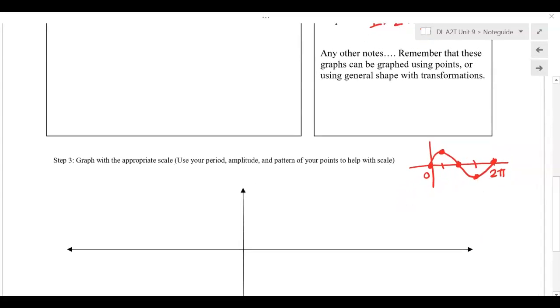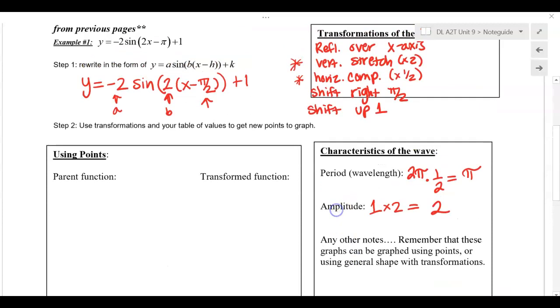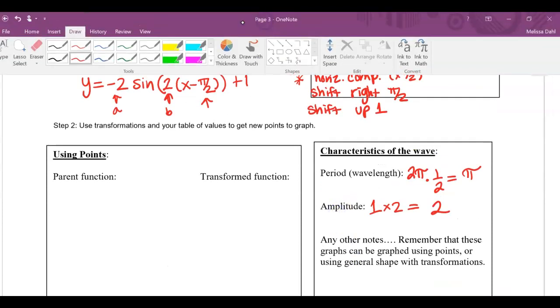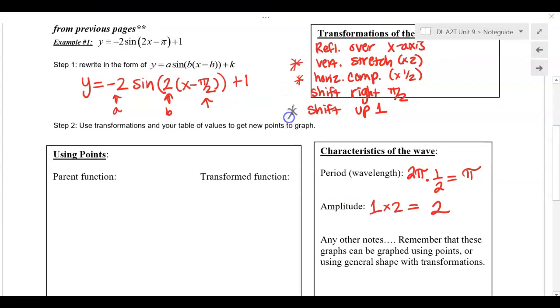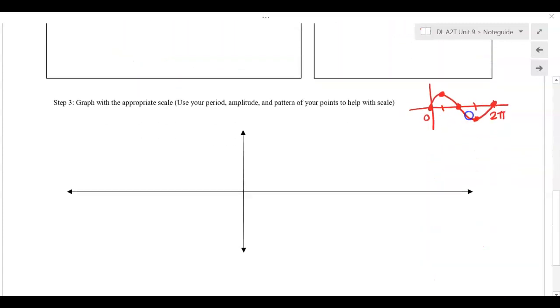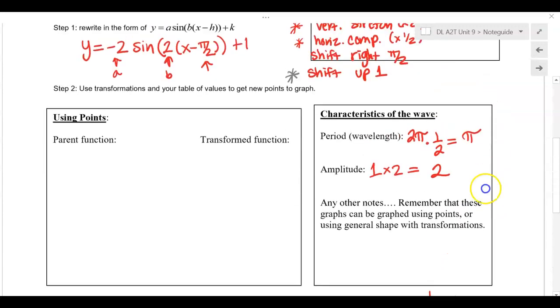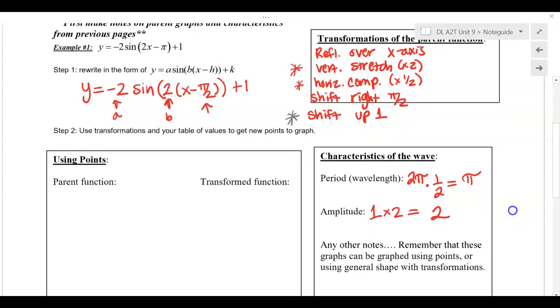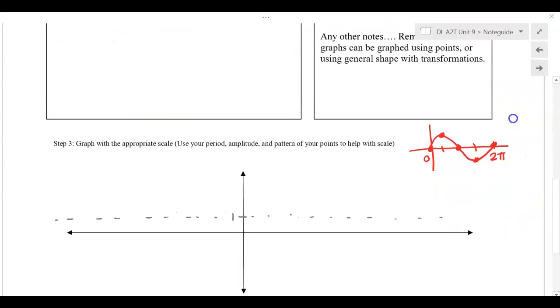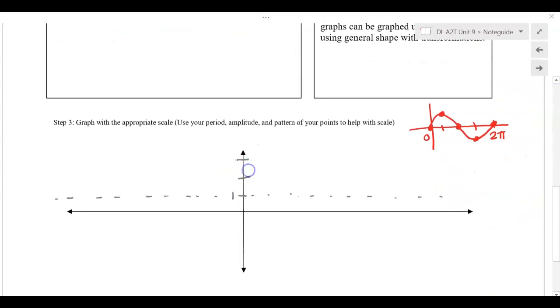First of all, where is the midline of this function? So did it get shifted up or down? And it did. So the midline of the function was shifted up 1. So this is not really part of my graph, but I'm just going to put it here as a reference. I expect this to be like the new 0 for my function. Then my amplitude is 2, so those high and low points I expect to go 2 units above 1 and 2 units below.